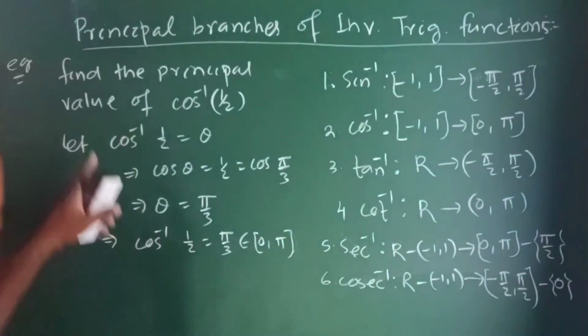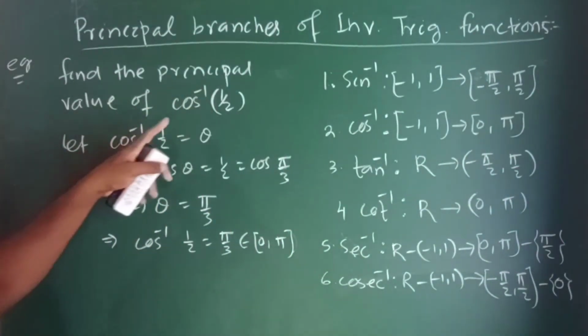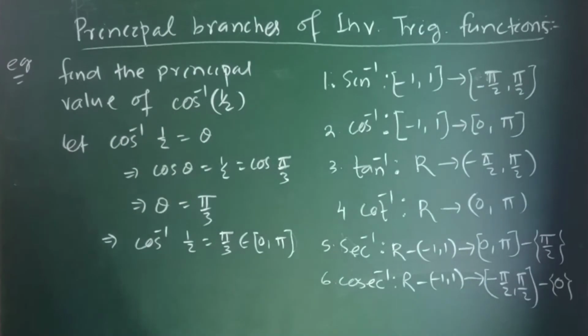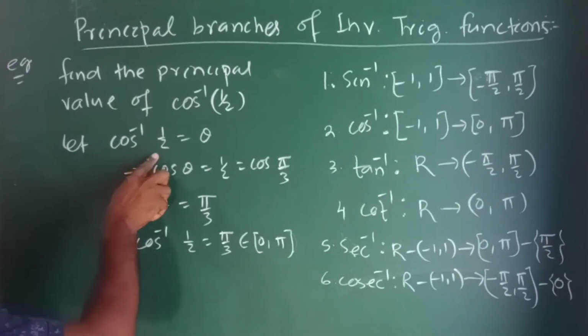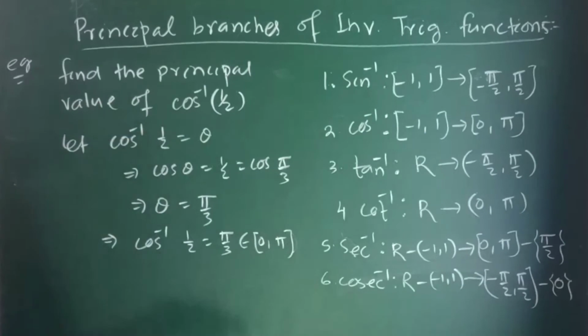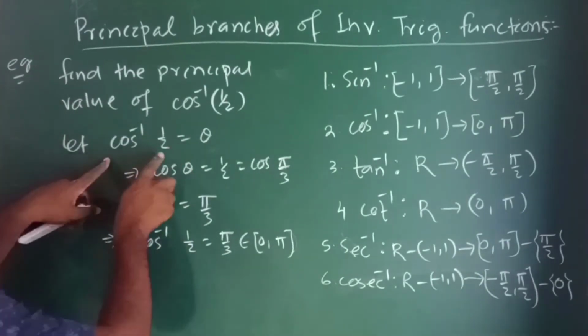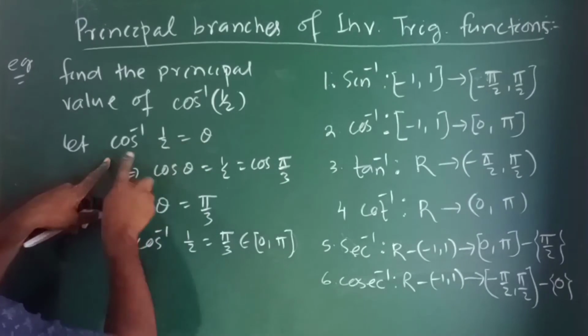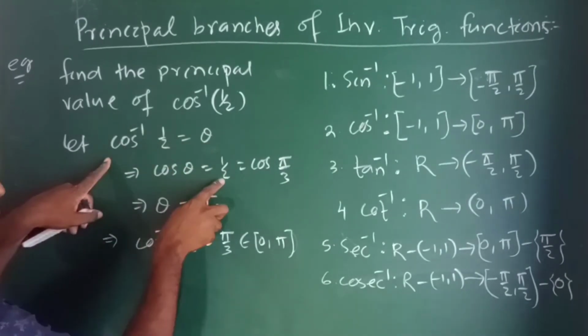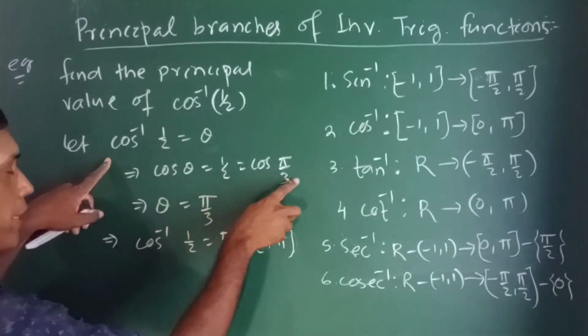Now one example is here. Find the principal value of cos inverse 1 by 2. Look here, let cos inverse 1 by 2 be equal to theta. If cos inverse 1 by 2 is equal to theta, then cos theta is equal to 1 by 2, and 1 by 2 is equal to cos pi by 3.